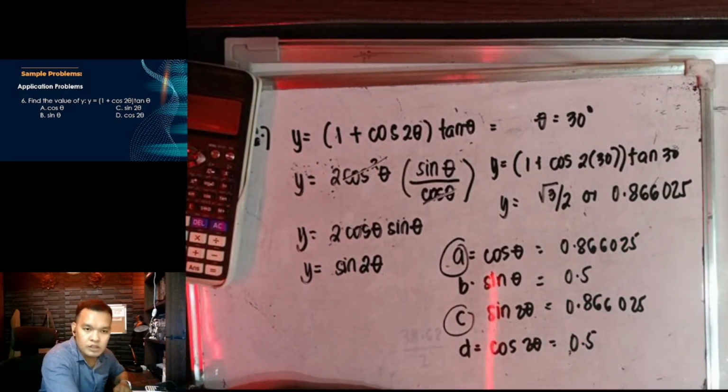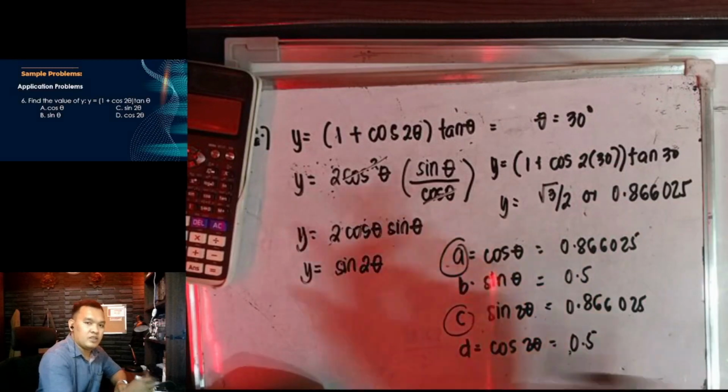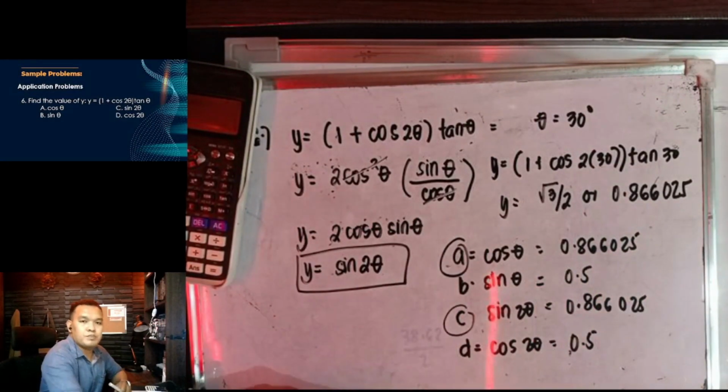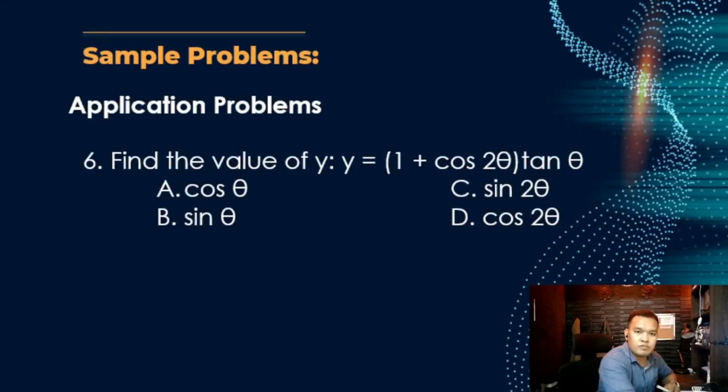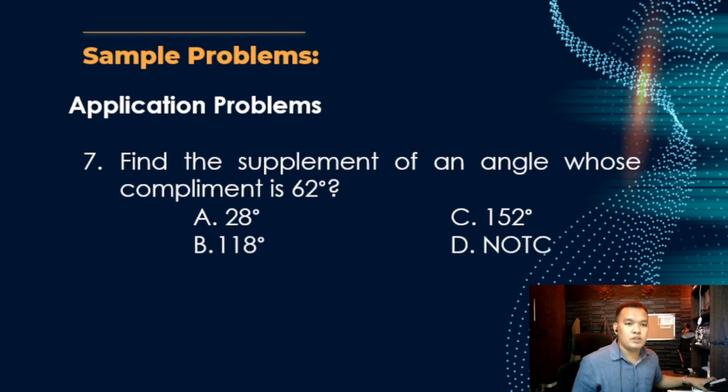Okay? So, balik tayo dun sa problem. So, the answer will be, ito. The answer natin na ito, sin 2 theta. Okay. So, yan. Letter C. So, let's proceed to number 7. So, we have here number 7. Find the supplement of an angle whose complement is 62.